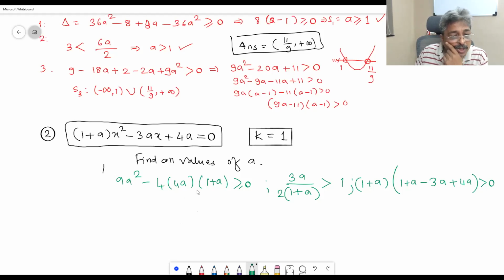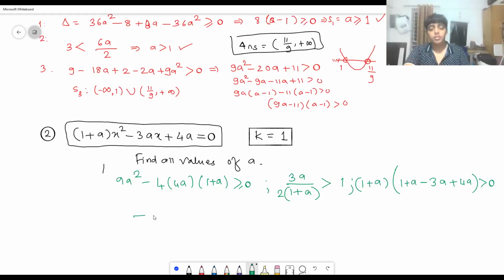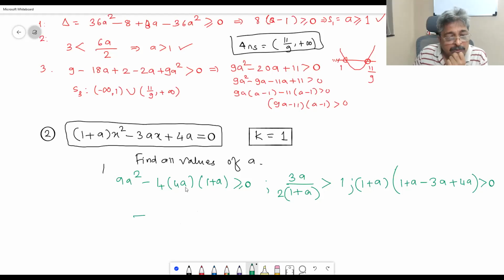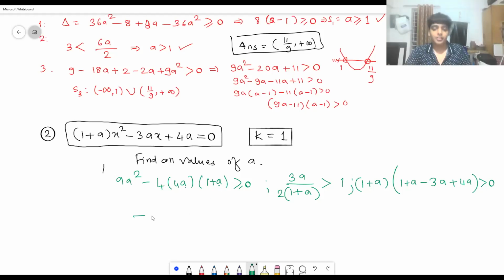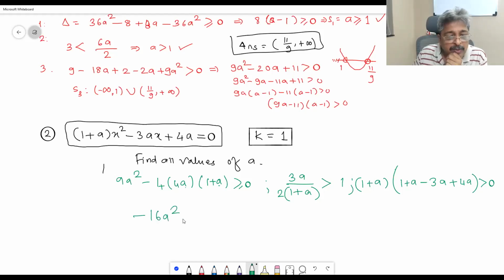A cube comes here, minus 16. A cube? Where does a cube come? Square comes, right? No, sorry sir. Minus 16a square minus 16a plus 9a square should be greater than equal to 0.